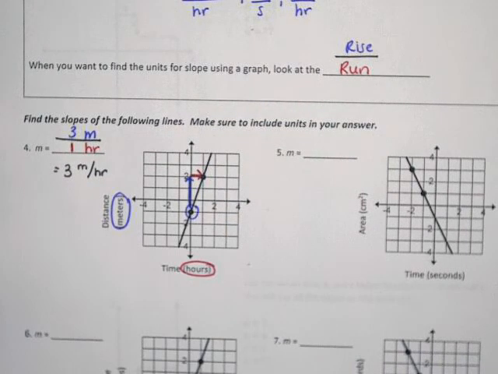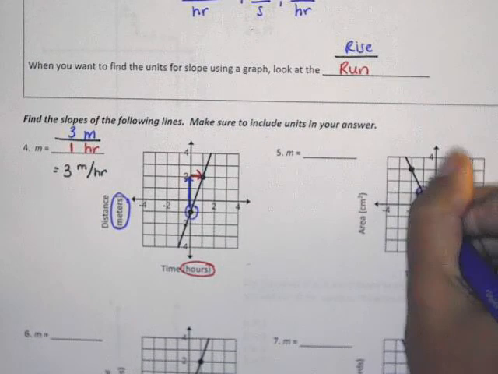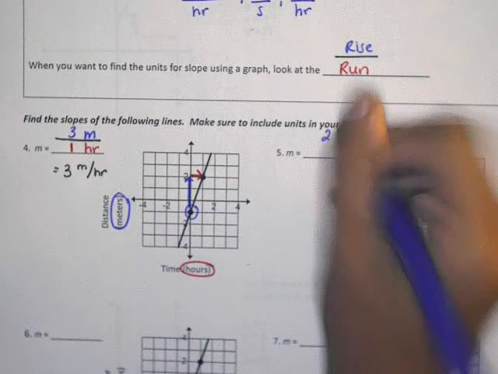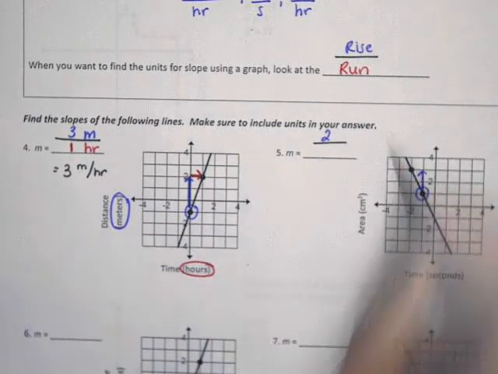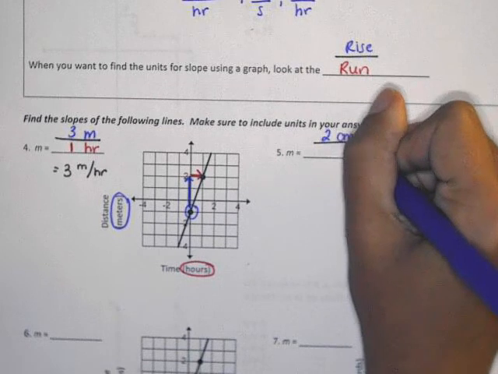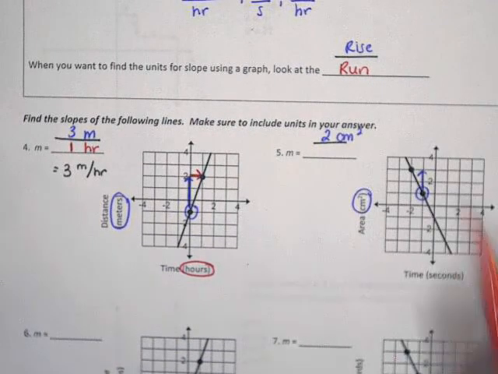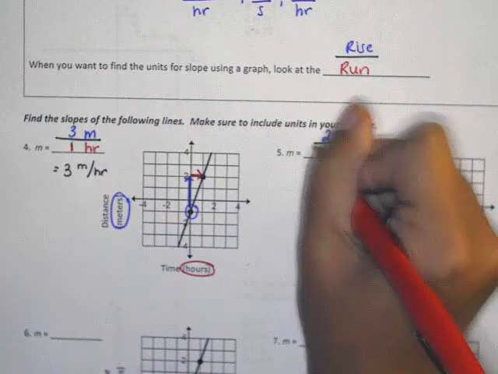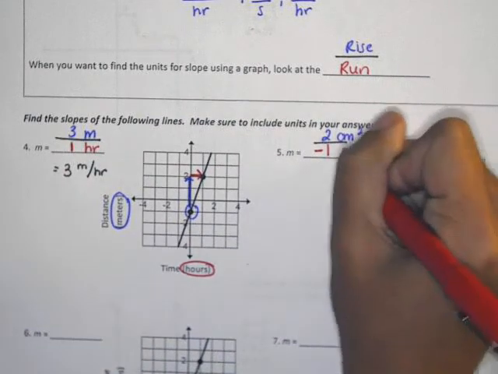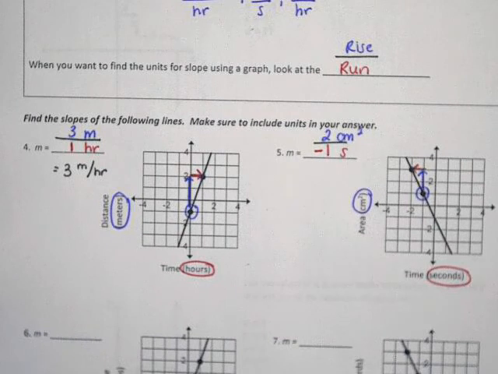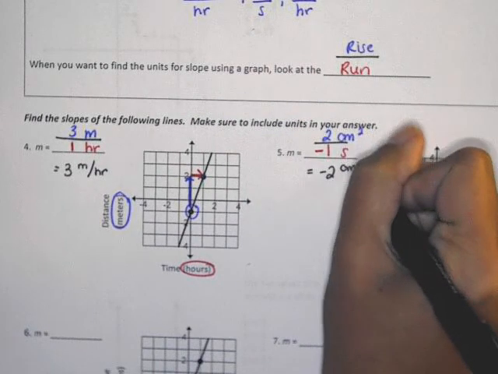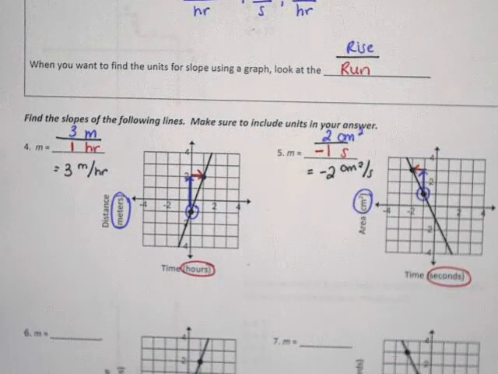Problem number 5, we can start at either end. I'm going to start here. We're going to rise 2 over, and it's 2 what? Centimeters squared. There we go. And we're going to run left 1 space, so -1 seconds. 2 divided by -1 simplifies to -2 centimeters squared per second.